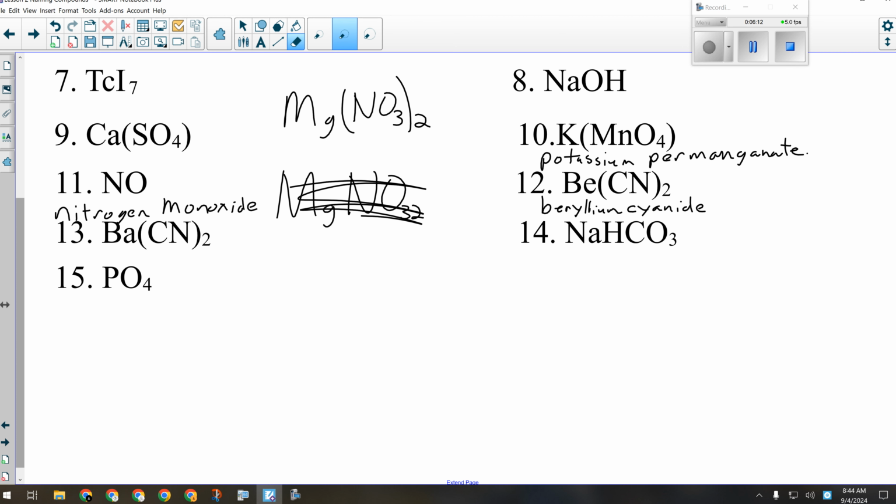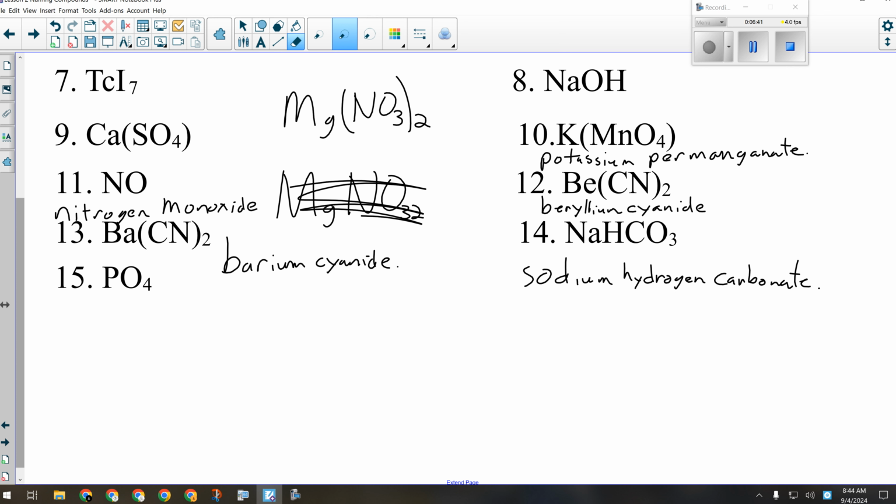Okay, what would 13 be then? Barium cyanide. Okay, what would 14 be? Sodium hydrogen carbonate. What's the common name for that? You've definitely used it in your life, probably in the kitchen. Is that baking soda? That is baking soda. Sodium hydrogen carbonate, or sometimes called sodium bicarbonate. Okay, that is baking soda.